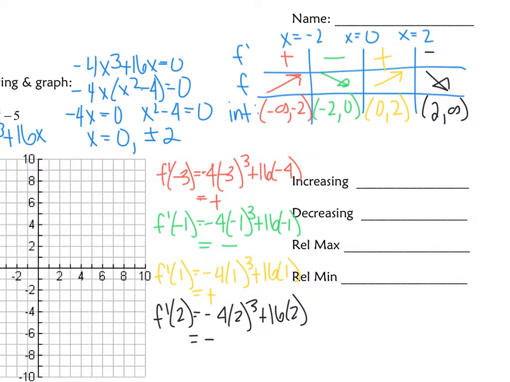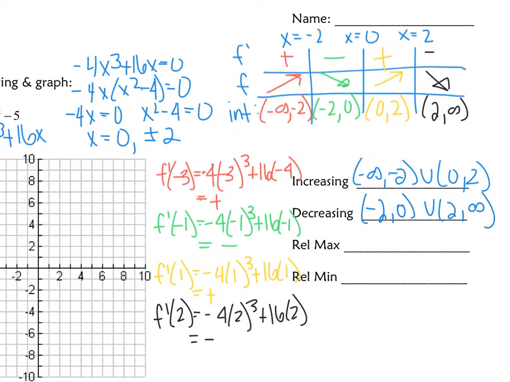So anywhere we see it's increasing, we're going to write those intervals in: negative infinity to negative 2, and then 0 to 2. And then we have decreasing on two intervals: negative 2 to 0, and 2 to infinity.